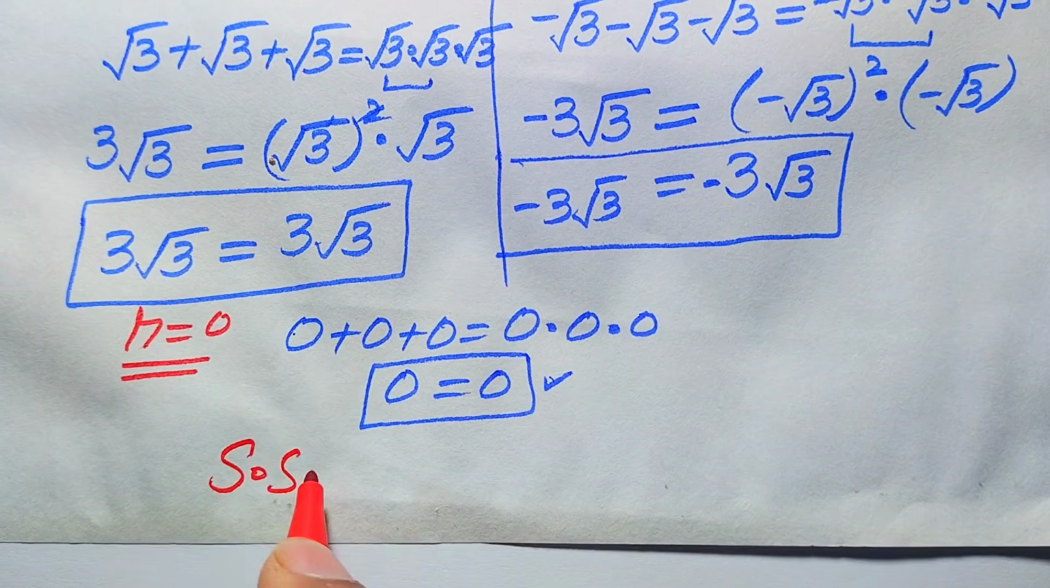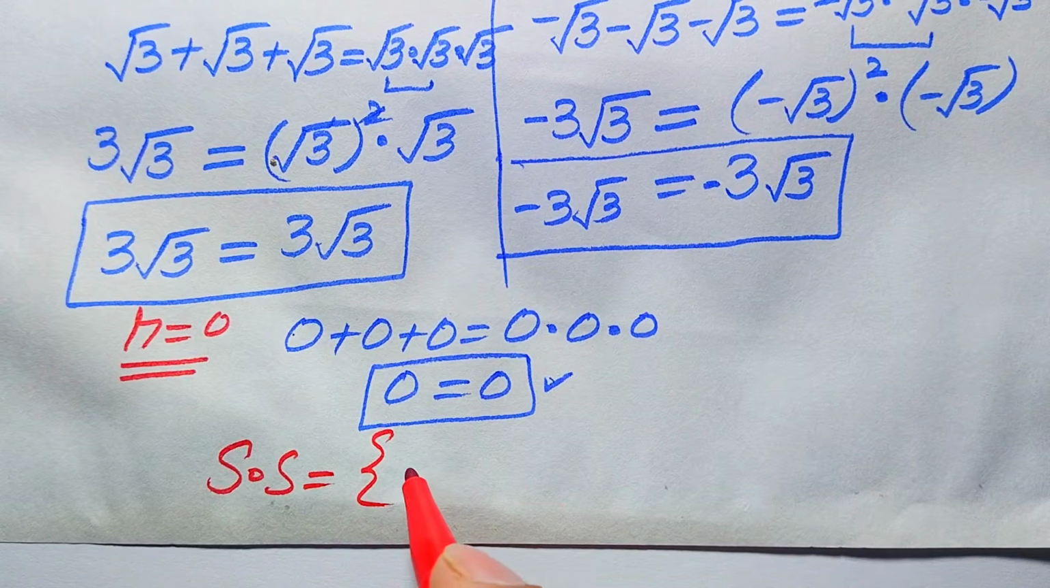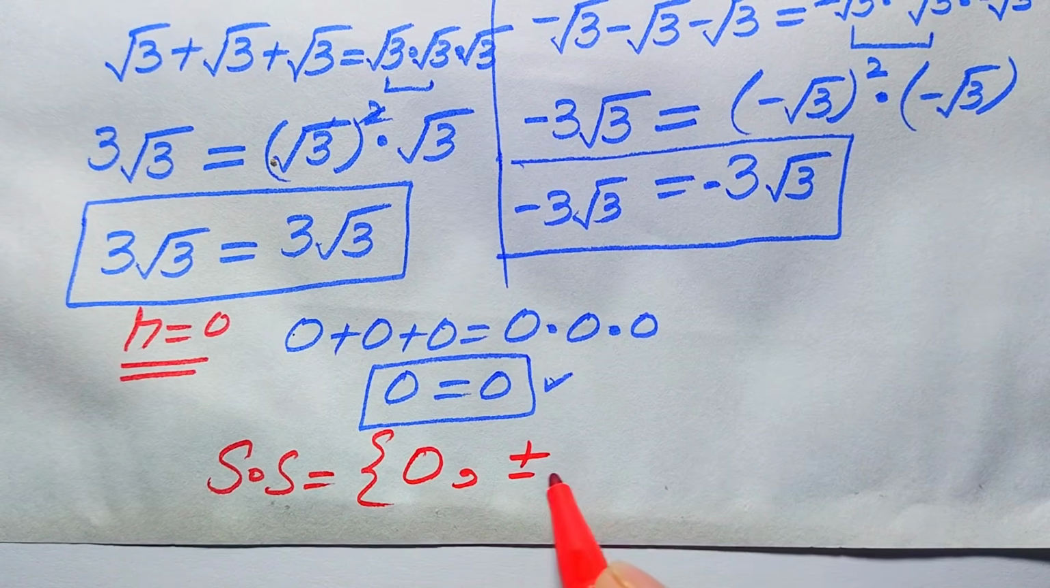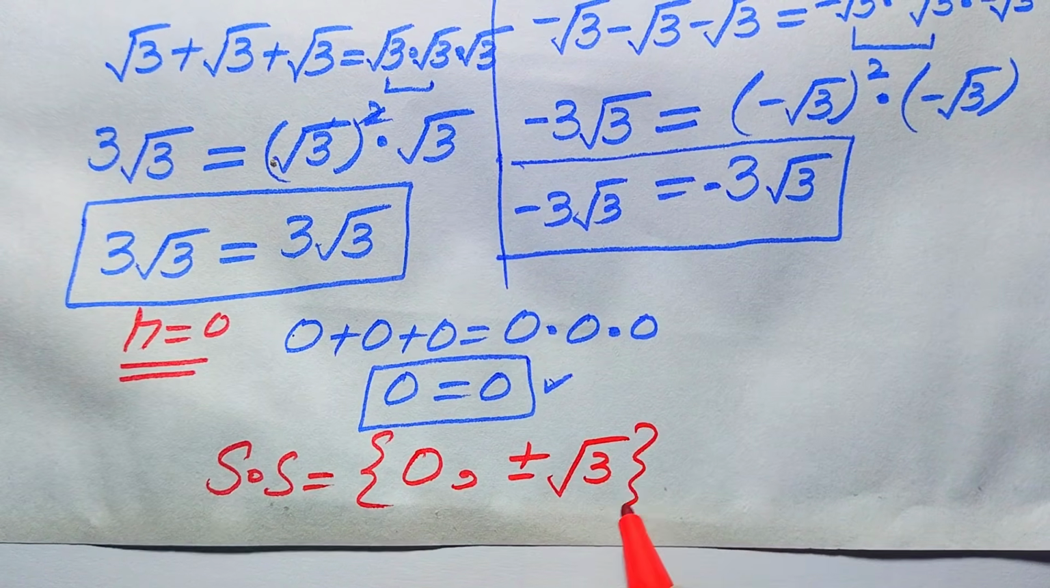And finally we have the solution set of the given question is 0 and plus minus square root of 3.